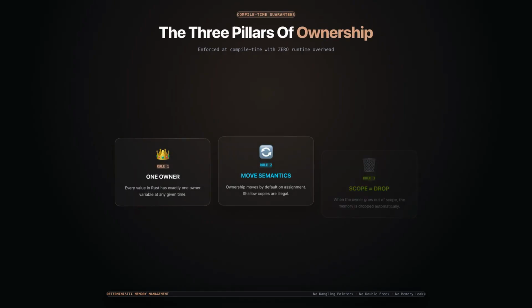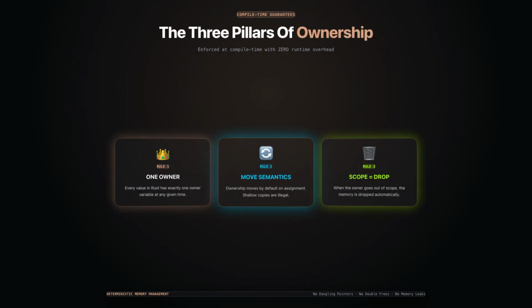Rust asks a different question. What if the compiler could enforce memory safety with zero runtime cost? The answer is 3 rules enforced at compile time. Rule 1. Every value has exactly one owner. Rule 2. Ownership moves, never copies by default. Rule 3. Scope equals drop. Values clean themselves up automatically.